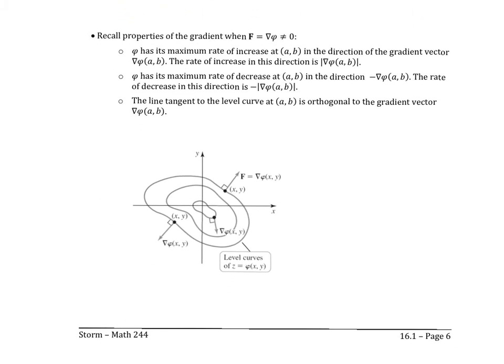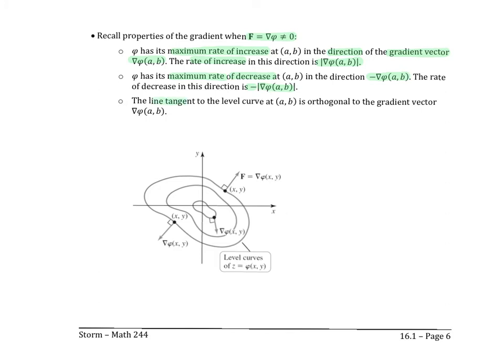So that's the basic idea. So let's look at some properties of our gradient vector field. So again, this is going back to previous calculus class. Here we're assuming that the gradient field is not equal to 0. Remember when we talked about the maximum rate of increase? That would be in the direction of the gradient vector field. And the rate of increase would be its magnitude. So maximum rate of decrease would be the negative of the gradient field. And its rate of decrease would be the negative of the magnitude.